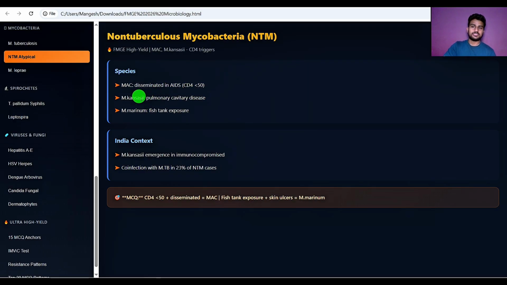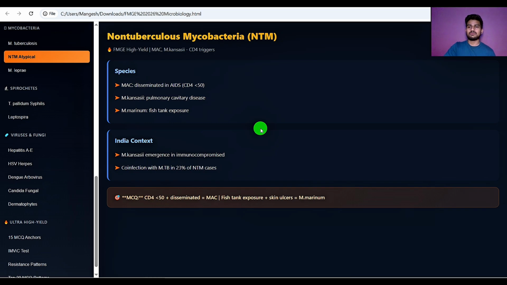Okay, the species are MAC, that is Mycobacterium avium complex. It causes disseminated disease in acquired immunodeficiency syndrome when the CD4 count is less than 50. We already discussed this. Then there is also Mycobacterium kansasii, which is responsible for pulmonary cavitary disease, and Mycobacterium marinum. There had been a question on this in FMGE, I don't remember the year, on Mycobacterium marinum. It is because of fish tank exposure.